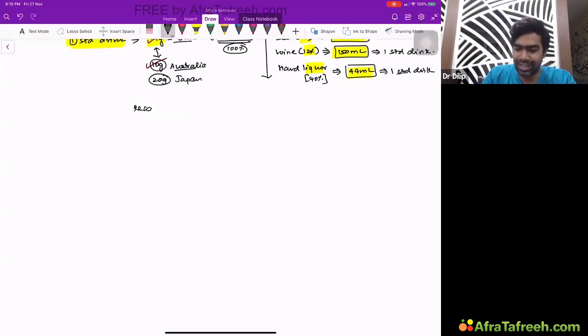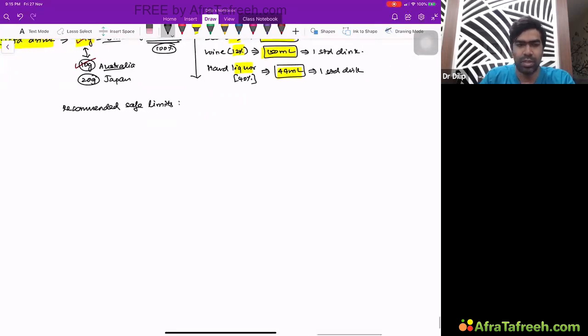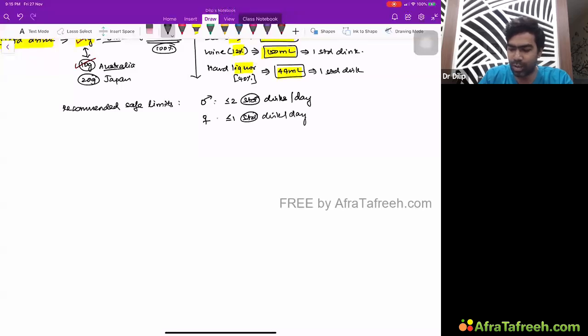There are something called recommended safe limits. For men, it is less than or equal to two standard drinks per day. Up to two standard drinks is allowed for men, and for women, it is up to one standard drink per day. That is because of the difference in the metabolism of alcohol between males and females. For males, up to two standard drinks are allowed, and for females, only up to one standard drink per day is allowed.